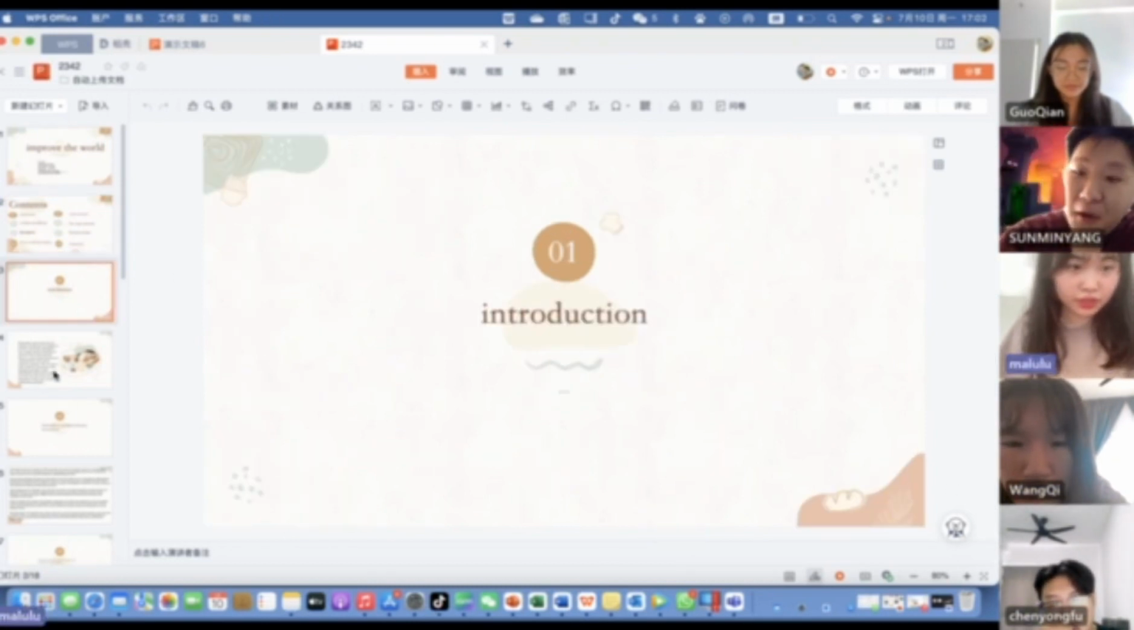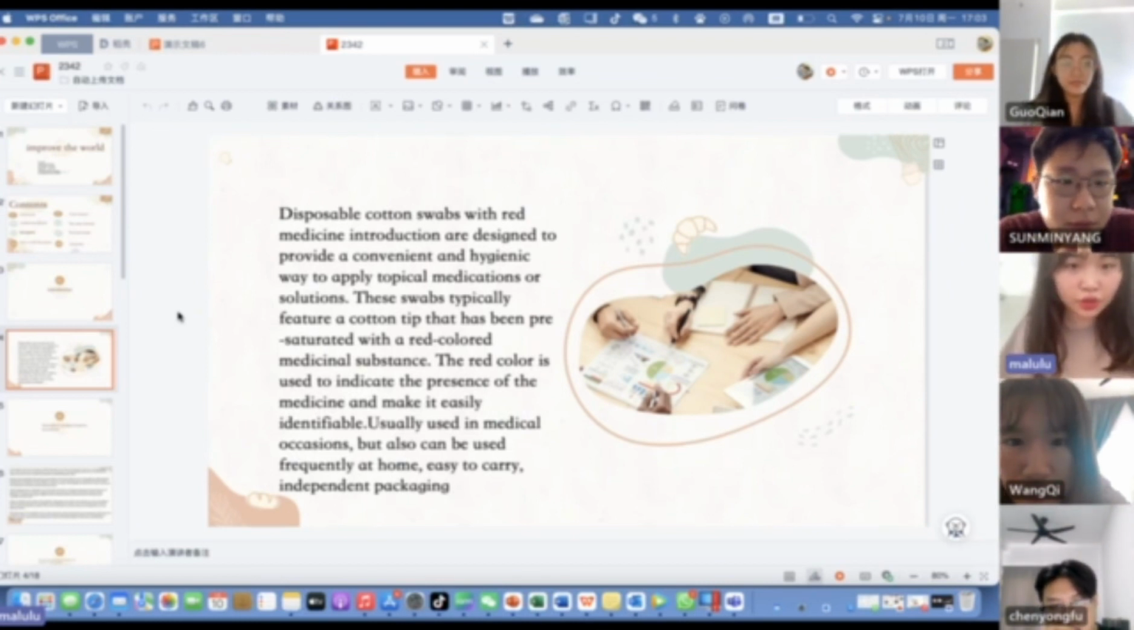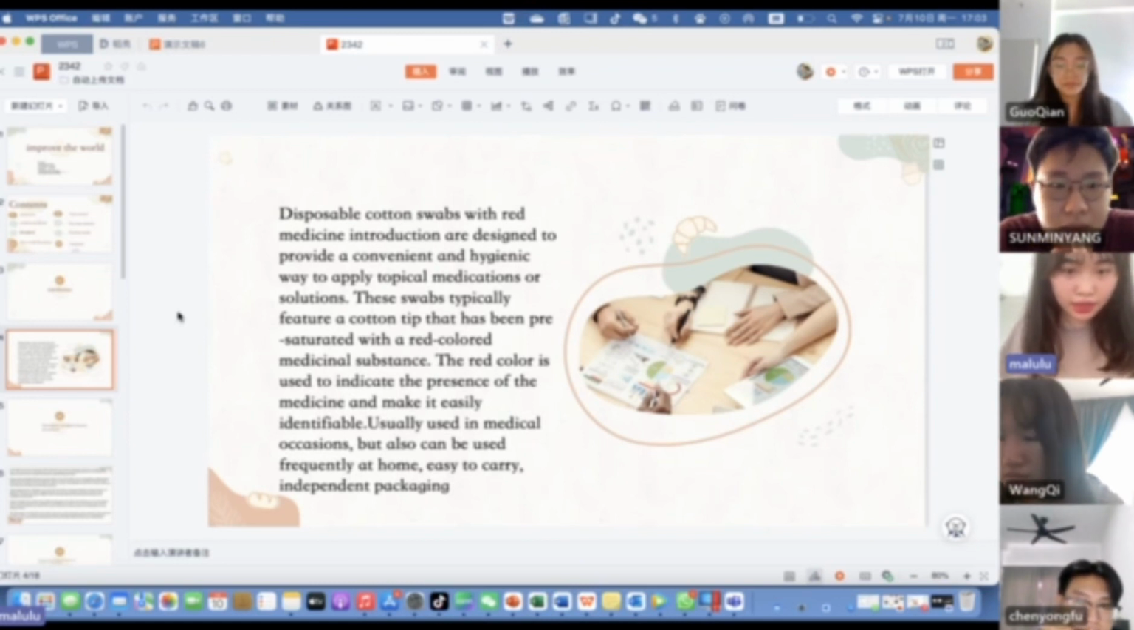The first part is introduction. Disposable cotton swabs with red medicine are designed to provide a convenient and hygienic way to apply topical medications or solutions. These swabs typically feature a cotton tip that has been pre-soaked with a red-colored medical substance. The red color indicates the presence of the medicine and makes it easily identifiable. Usually used in medical situations, they can also be used frequently at home, easy to carry, with independent packaging.